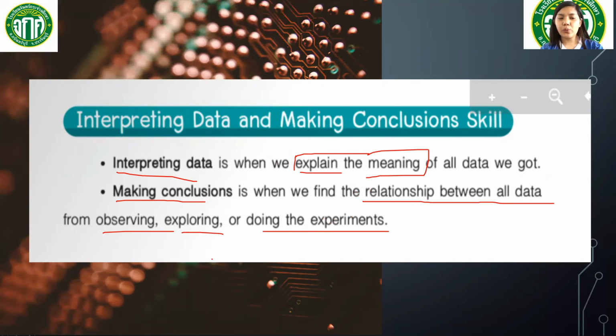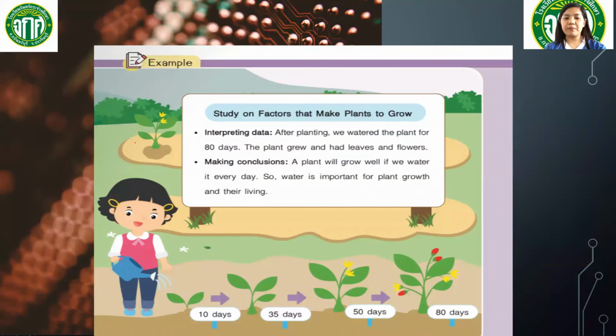Okay, so we have here an example. Study on factors that make plants grow. Here is an example of interpreting data. After planting, we watered the plant for 80 days. The plant grew and had leaves and flowers. So that is how we interpret the data.